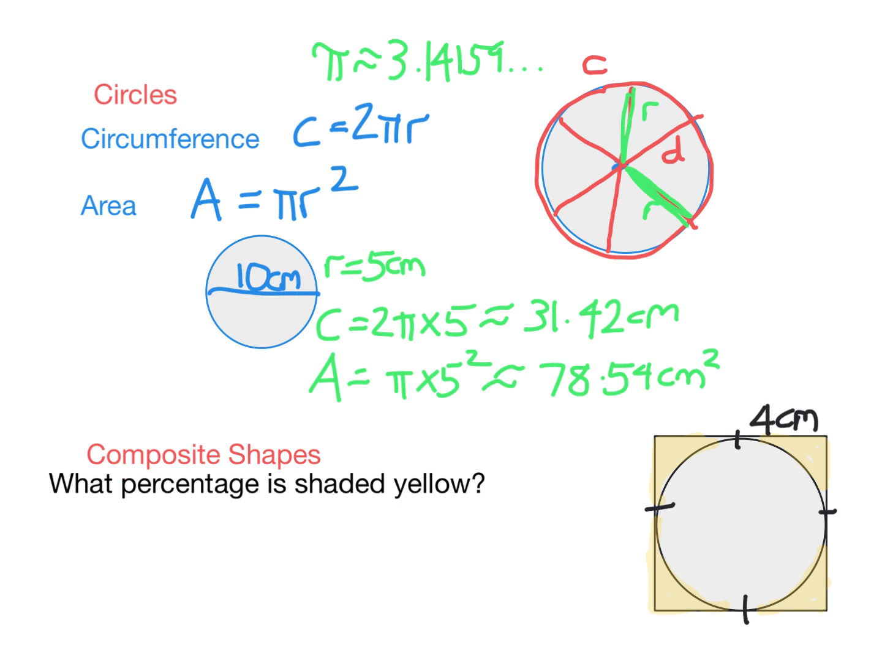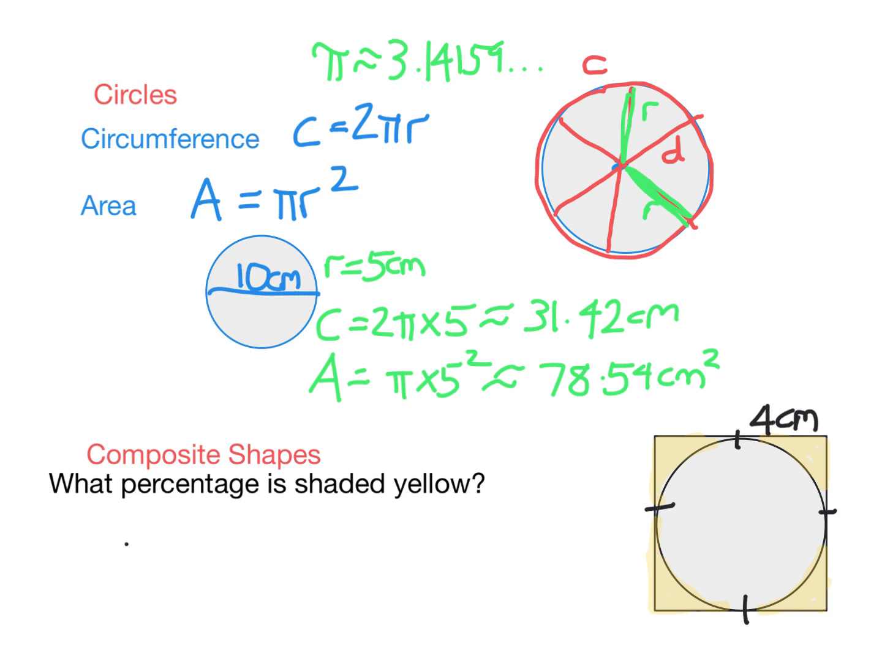So to find the area of a composite shape, you'll either be adding together two areas or subtracting one area from the other. So in this diagram, we're asked what percentage is shaded yellow. So what we're going to need to do is find the area that is shaded yellow. Well, the area shaded yellow is what you get when you take the square and you cut out a circle.